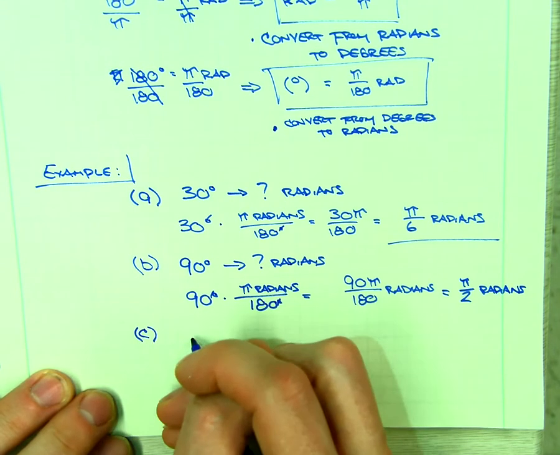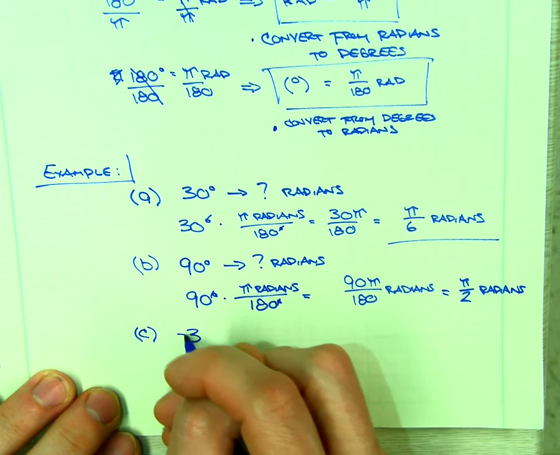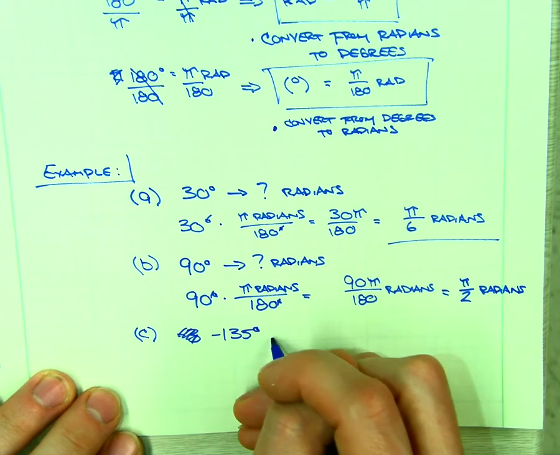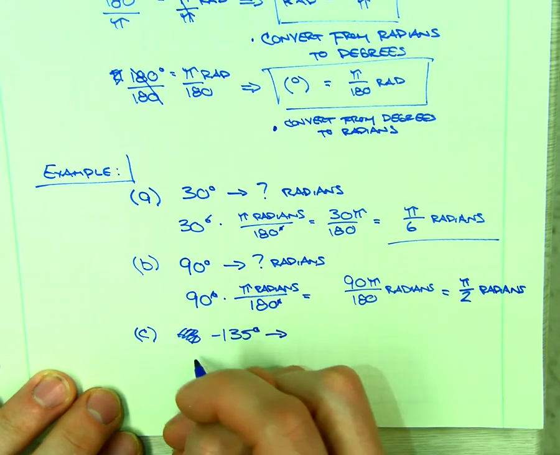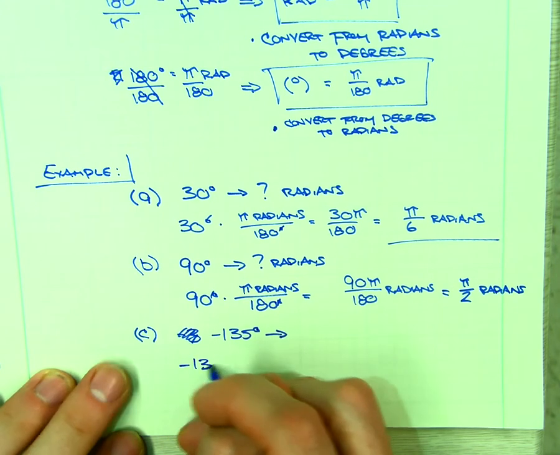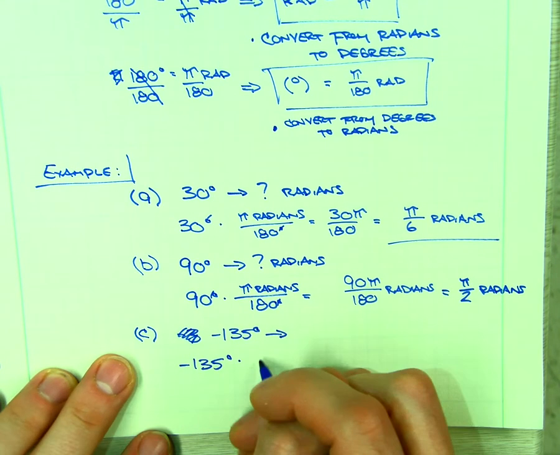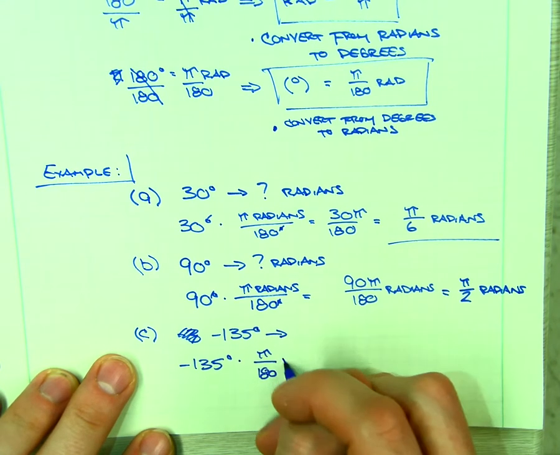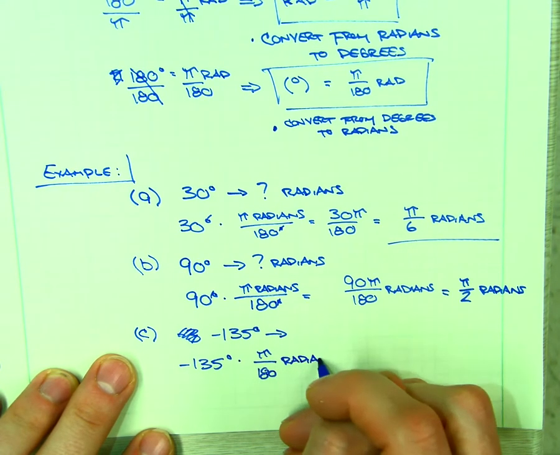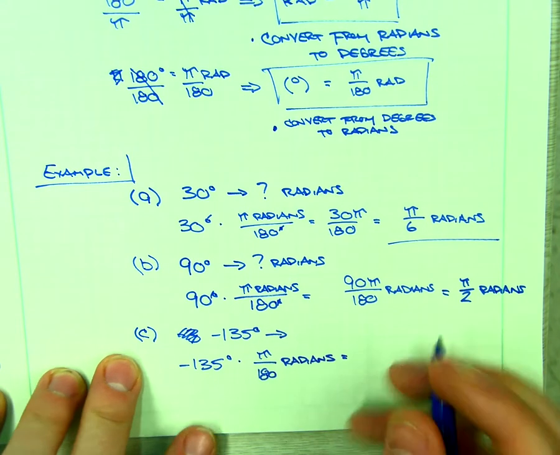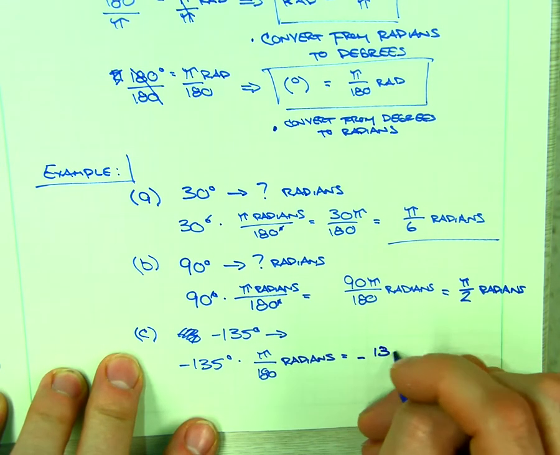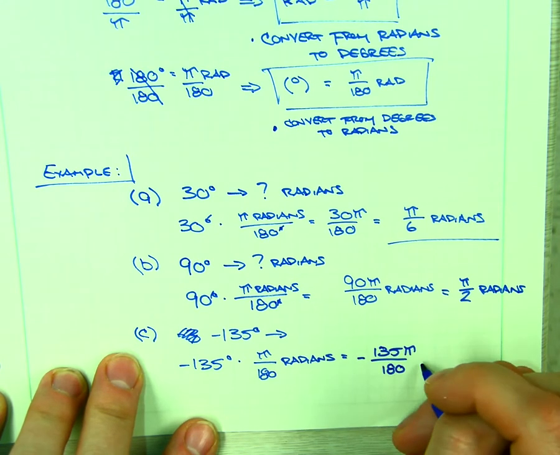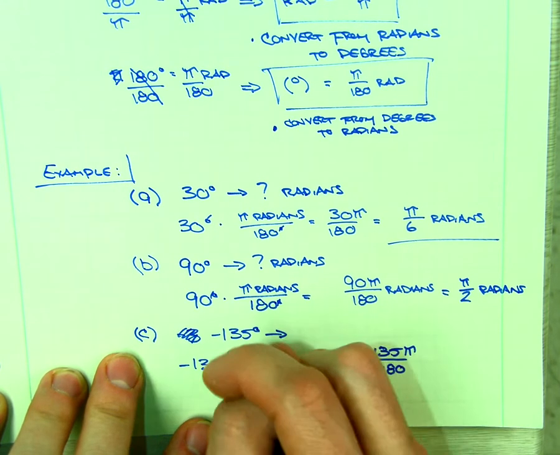Finally, letter C, let's go into the area of negatives. So say I have a negative 135 degrees, and I'm also trying to convert it to radians. So I say negative 135 times pi over 180 radians. This is just going to be equal to negative 135 pi divided by 180. Units cancel.